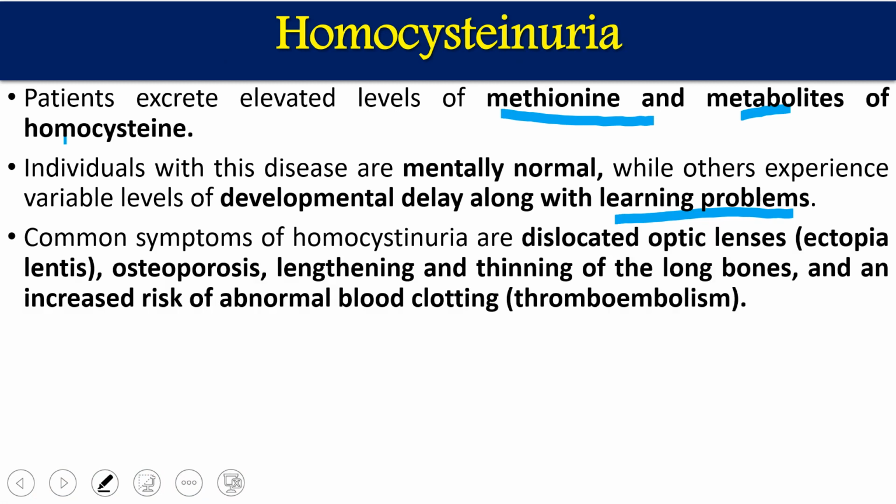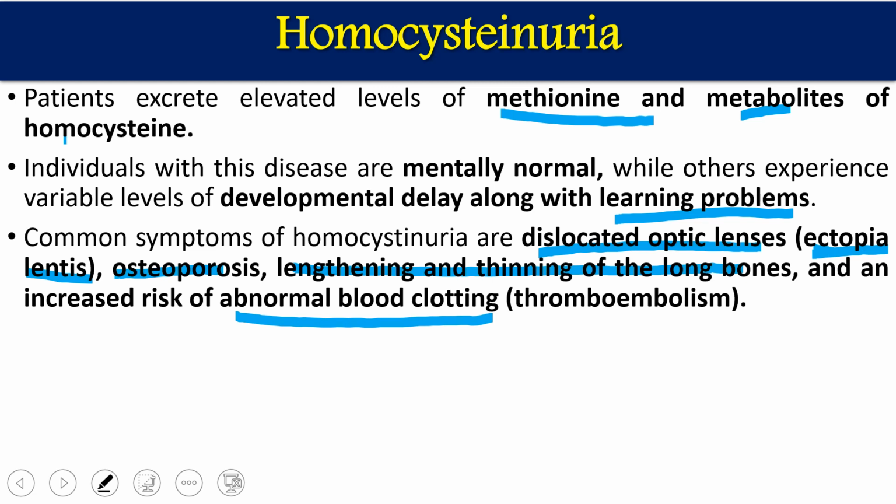One of the important abnormalities caused in homocystinuria is dislocation of the optic lens. This is called ectopic lentis. Dislocation means the movement of the lens from its normal place. If the lens is displaced from its normal location, it is called ectopic lentis. We are going to see this in detail. Other than ectopic lentis, there are some other disorders that happen, such as osteoporosis, so bones will be weaker and easily fracturable, lengthening or thinning of the long bones, and an increased risk of abnormal blood clotting.